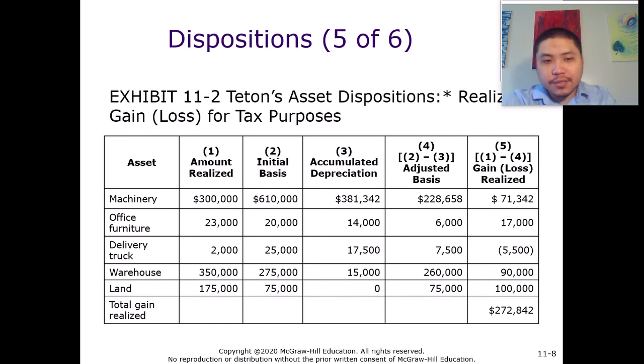And here's just some examples. We have the amount realized here. This company probably sold a variety of properties during the year, and we have the amount realized, the initial basis, and the accumulated depreciation. With the initial basis and the accumulated depreciation, we know the adjusted basis, and after we find out the adjusted basis, we can find out the gain or the loss.